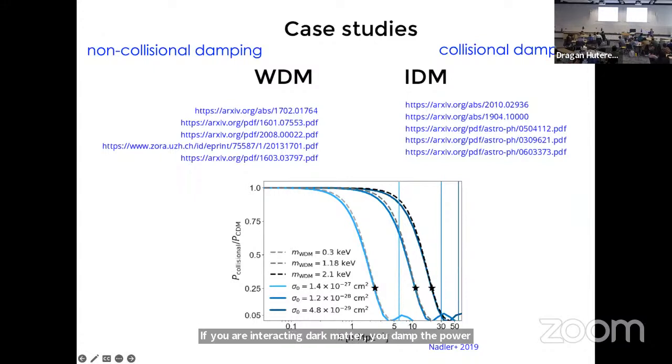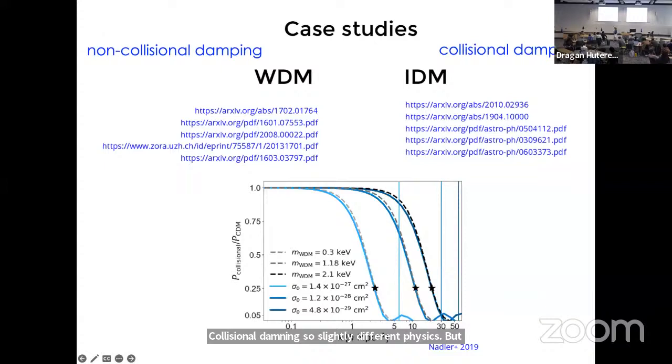You damp the power spectrum because you're exchanging momentum with baryons, which at the time when these small modes are entering the cosmological horizon are tightly coupled to photons. And so they won't let you clump. So you smooth out the universe due to collisional damping. Slightly different physics, but the outcome looks very, very similar.